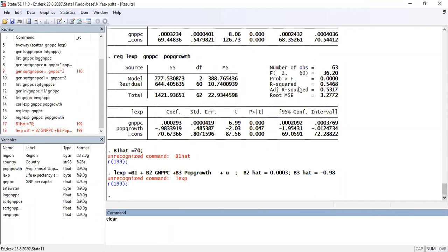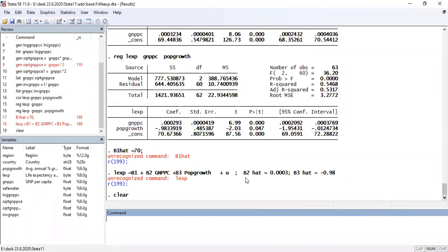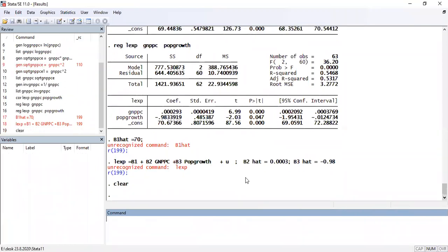If you want to save this, you have to save it separately. You copy it, save it somewhere. Then you say clear. If you say clear, everything will be cleared. Everything's gone. Now, just the last thing for today.